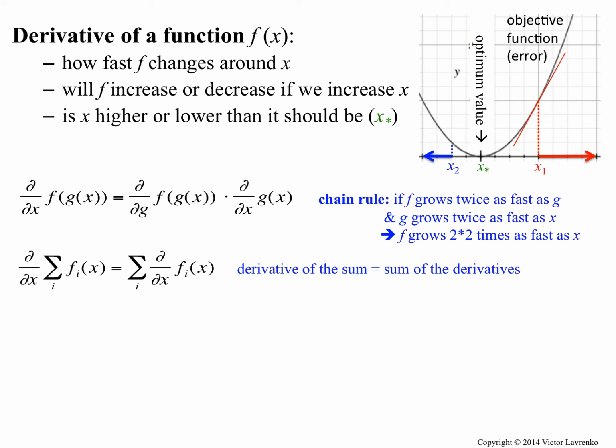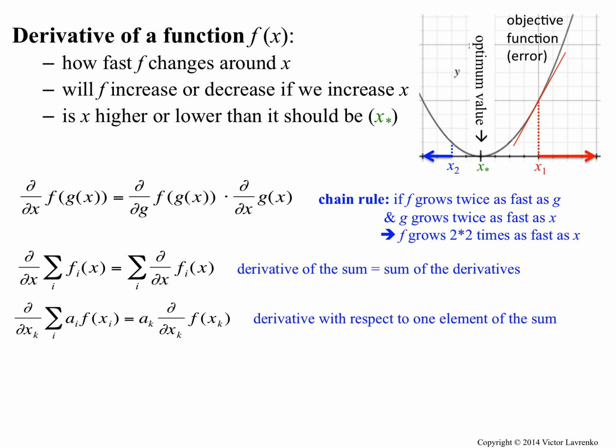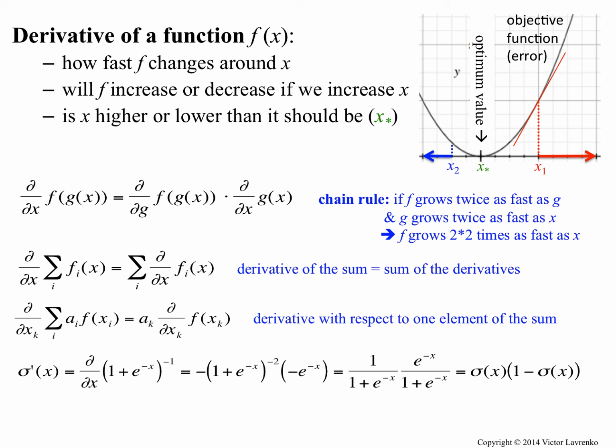The derivative of a sum is just the sum of the derivatives, except if the derivative is with respect to a parameter that only affects one element of the sum. In that case, the whole sum collapses, and we just look at one element in the sum. So if we're differentiating with respect to xk, then all the i's that were not k get cancelled out, and we're only left with the element that corresponds to k.